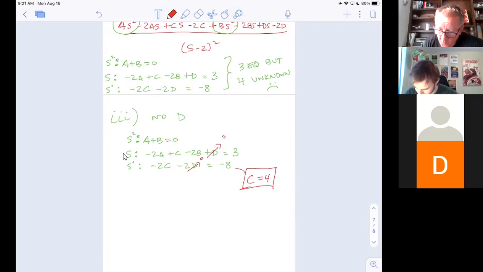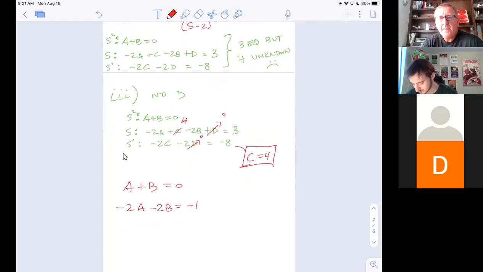And then if c is 4, I have my top equation, a plus b has to be 0, but then my second equation is negative 2a minus 2b equals, and if c was 4, I'm just going to subtract it to the other side, so it'd be negative 1. 2 equations, 2 unknowns, awesome. Do you see the problem though?